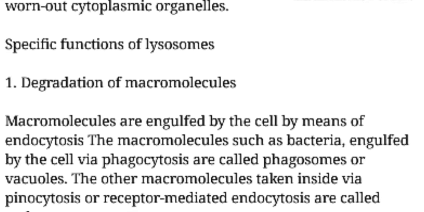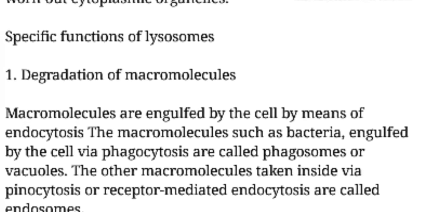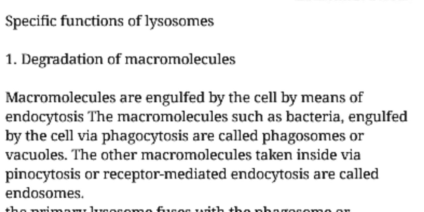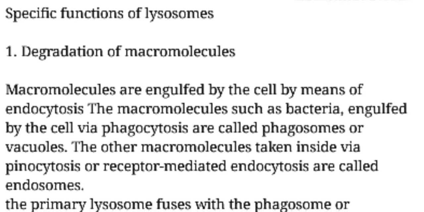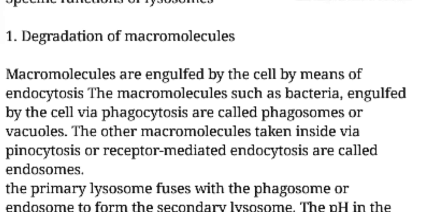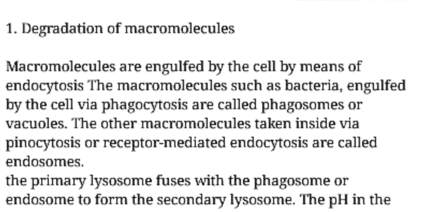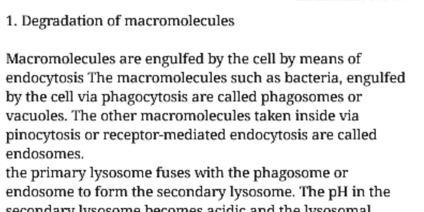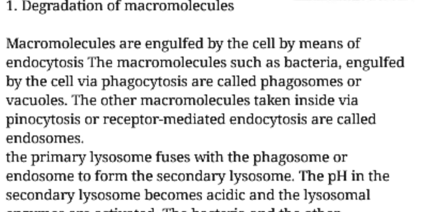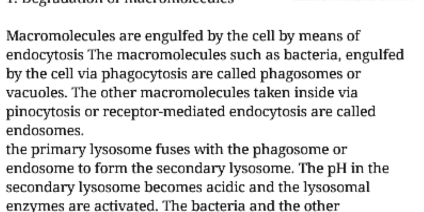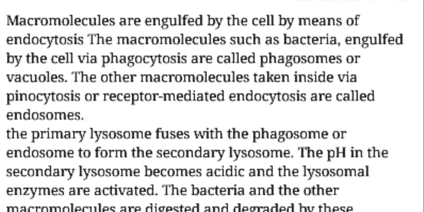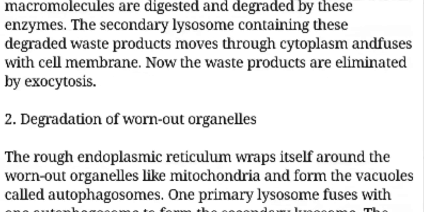The primary lysosome fuses with the phagosome or endosome to form the secondary lysosome. The pH in the secondary lysosome becomes acidic and the lysosomal enzymes are activated. The bacteria and the other macromolecules are digested and degraded by these enzymes. The secondary lysosome containing these degraded waste products moves through cytoplasm and fuses with cell membrane. Now the waste products are eliminated by exocytosis.